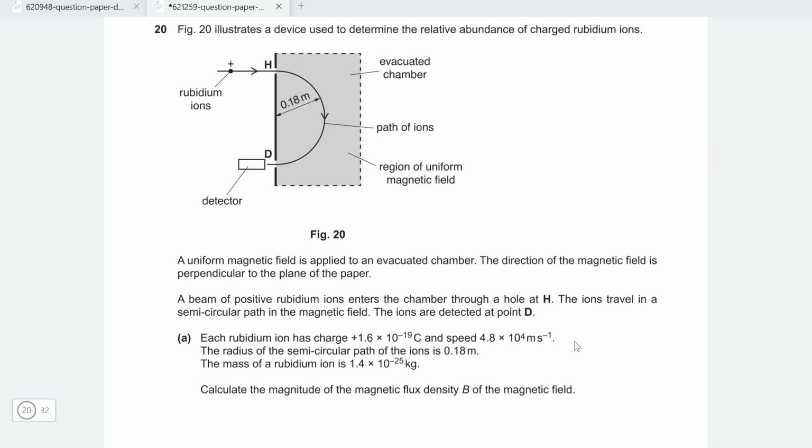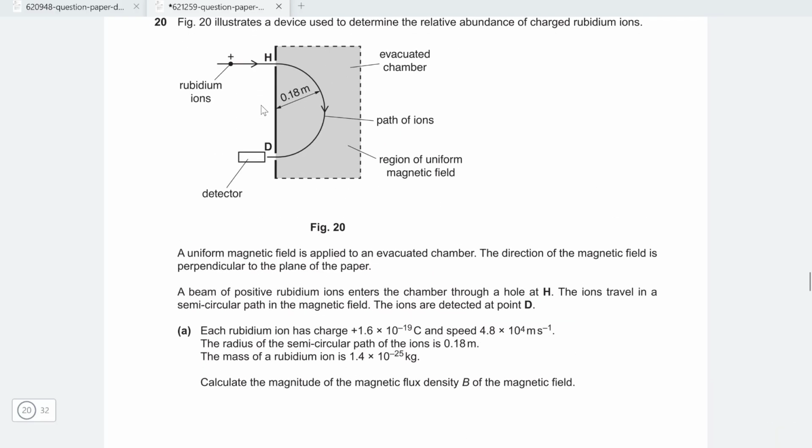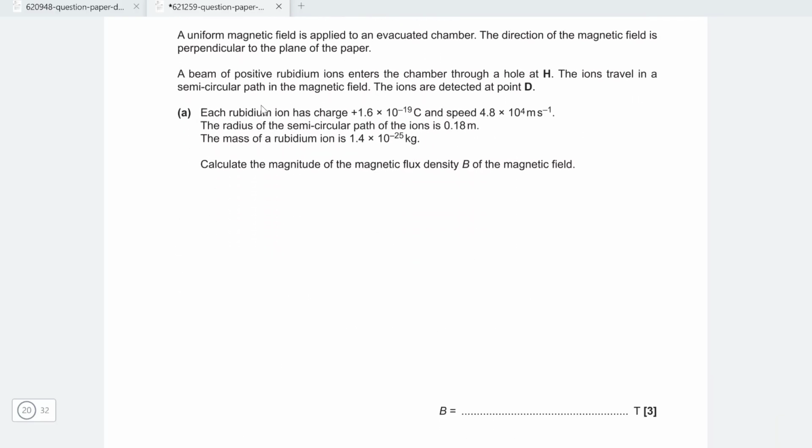Now, because the particles are curving, we can immediately set the magnetic force equal to our centripetal force. So we can say that our magnetic force, which is QvB, is equal to mv squared divided by r, where r is the radius. So let's just rearrange for the magnetic flux density.